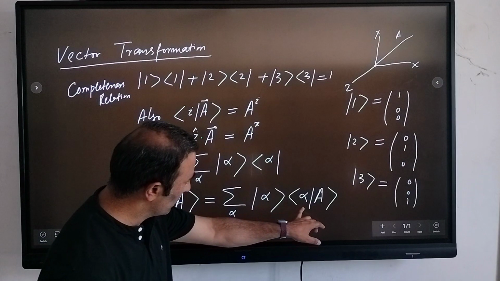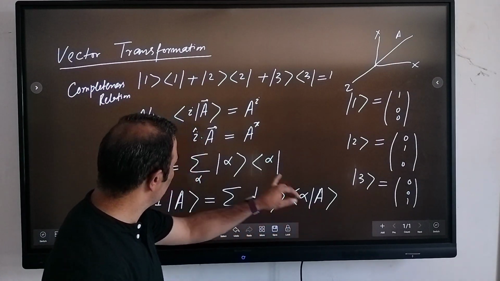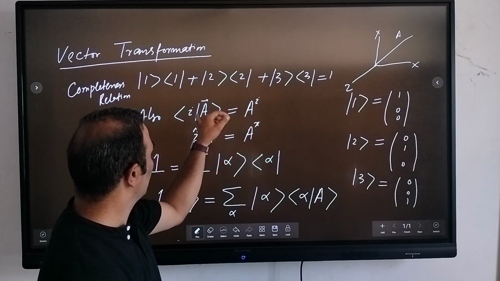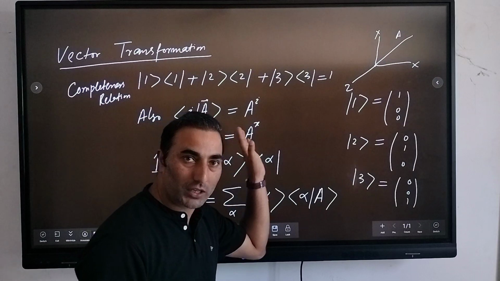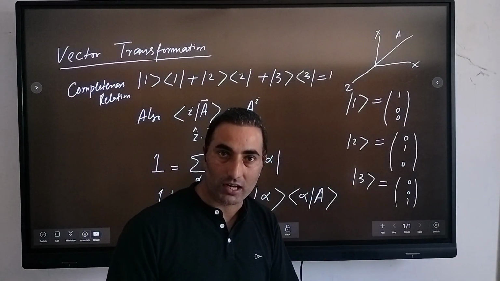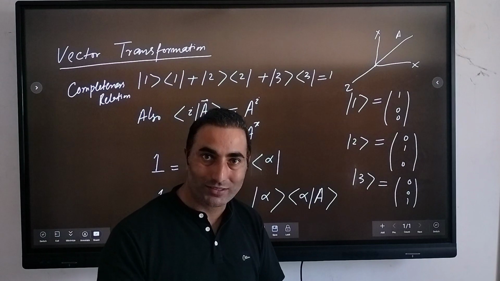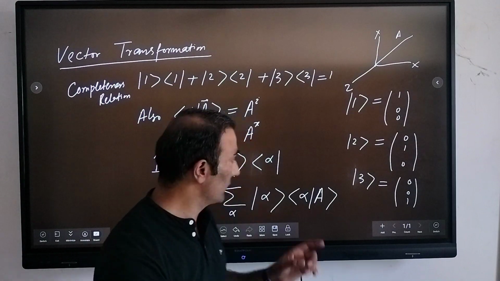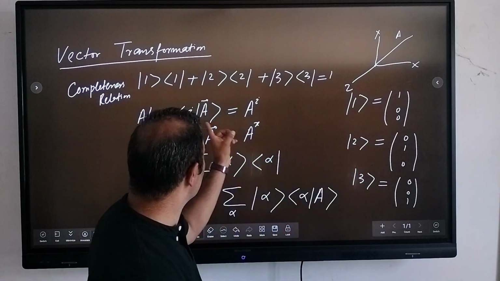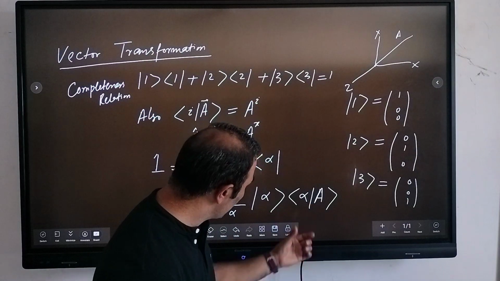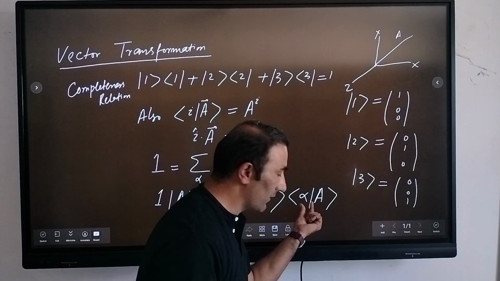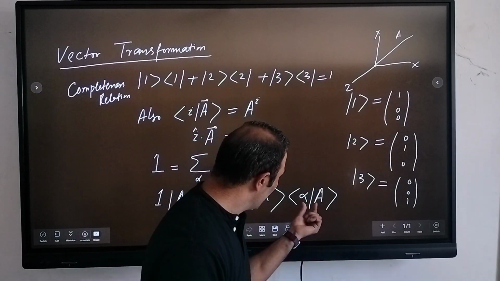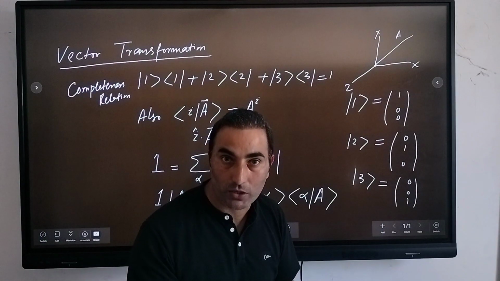Now, what is this one? If you write alpha with a, this follows the same property: i with a gives us that component. If you take the inner product of a basis vector i with some vector a, it gives the projection, that is the component. I with a gives you the ax component, and if you take j with a, it gives you the ay component. Similarly, if you take the inner product of alpha, where alpha can be i, j, k, with a vector, it gives you the alpha component of that a.